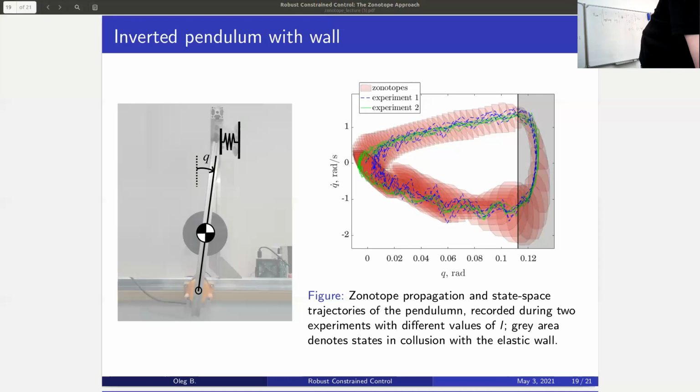Do you have videos for inverted pendulum? No, we haven't videos with inverted pendulum.